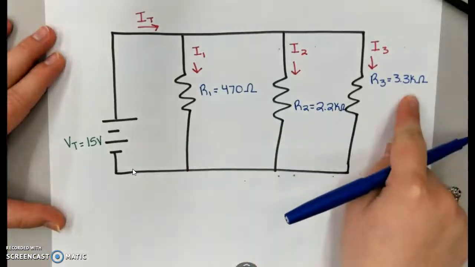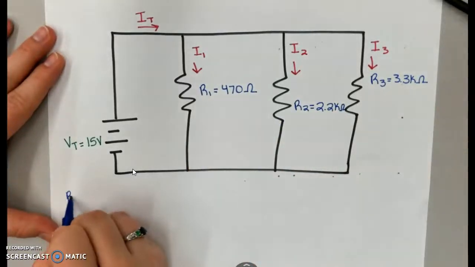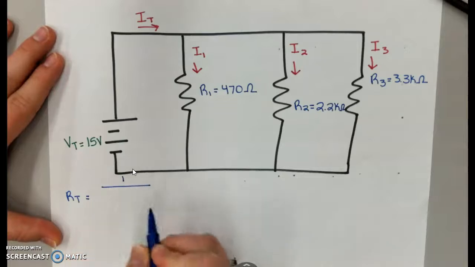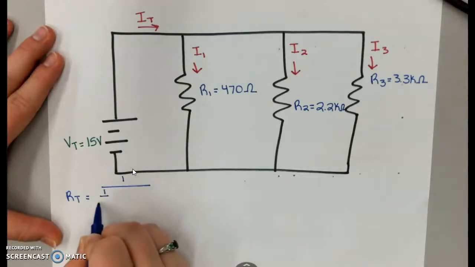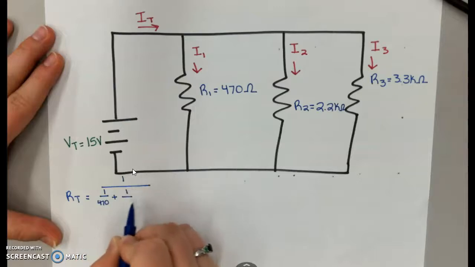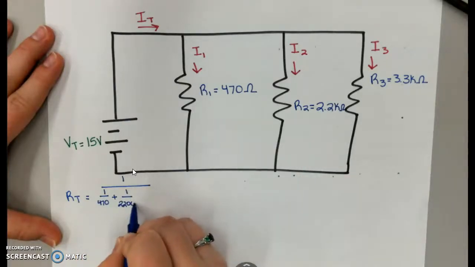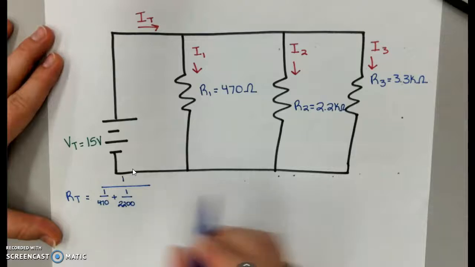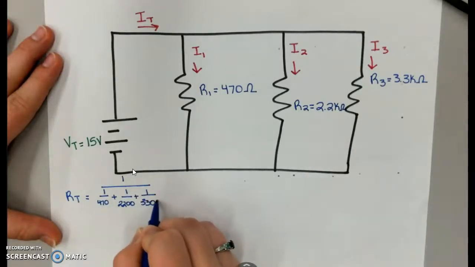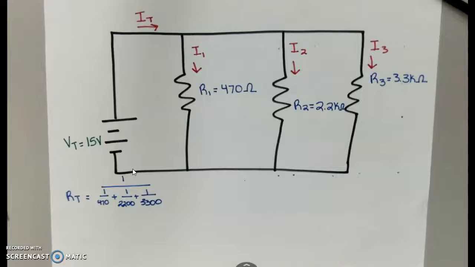Again, I have 3 resistors, and so my total resistance is going to be 1 over 1 divided by 470 plus 1 divided by 2.2 kiloohms. Remember, that's just multiplying it times 10 to the third. And then 3.3 kiloohms. This is how I find my total resistance, and this is what needs to go in your calculators.